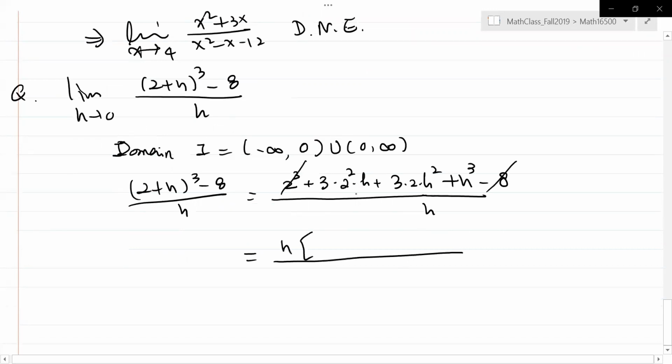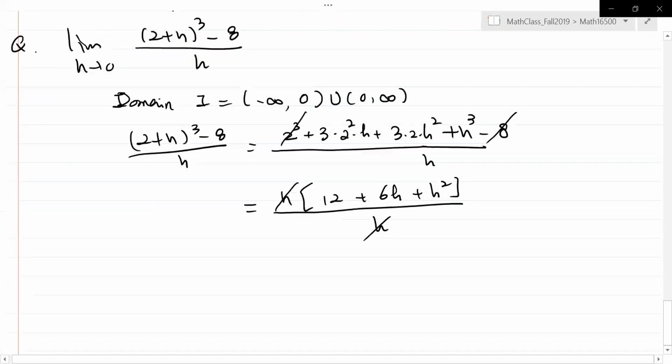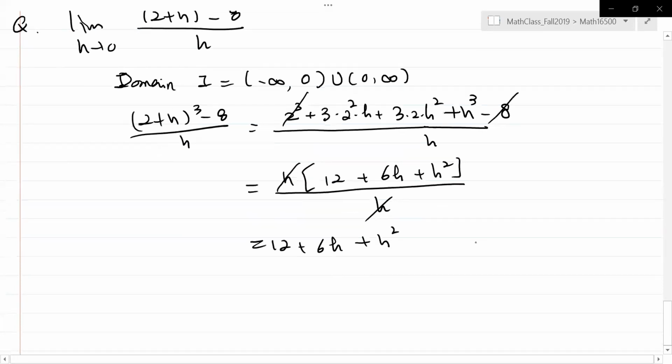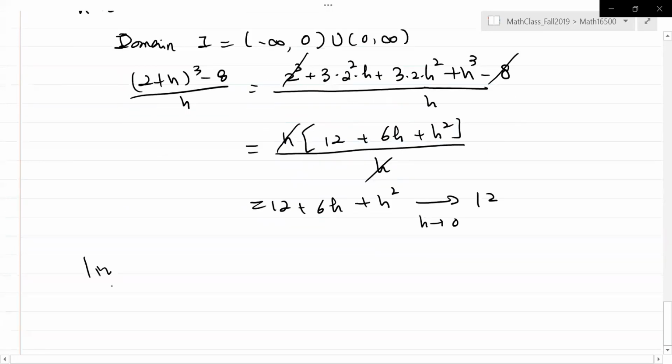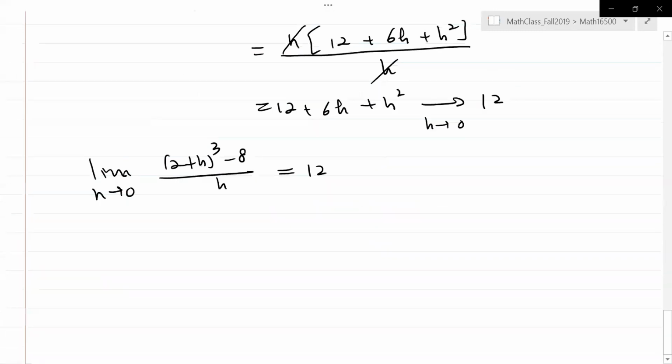Then you take the h out, then you simplify. You get 12 plus 6h plus h squared. Now clearly, as h approaches 0, this approaches 12. The second term and third term approach 0. Therefore, the limit of the above function as h approaches 0 is going to be 12. 12 is the limit. Right, let's move on.